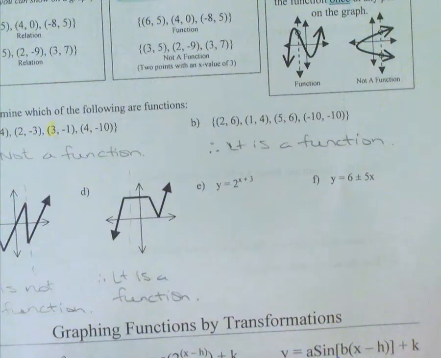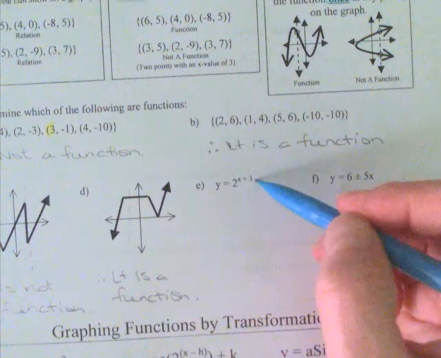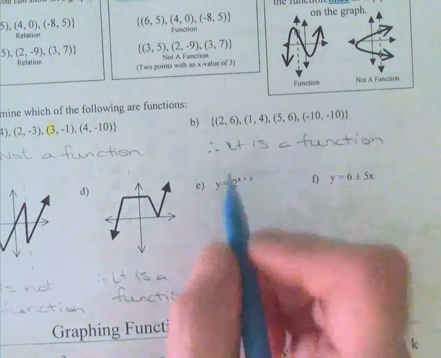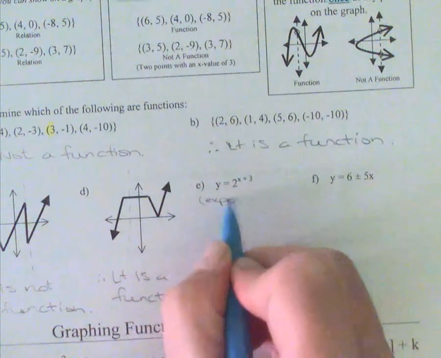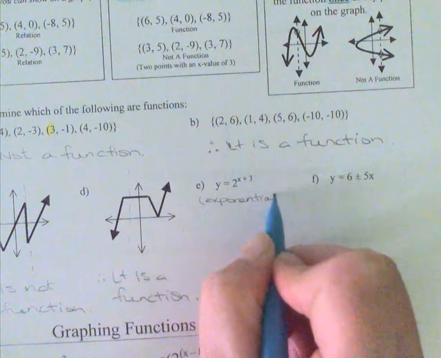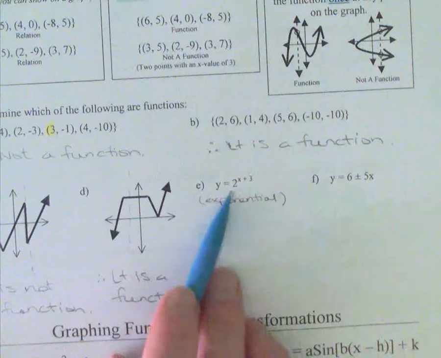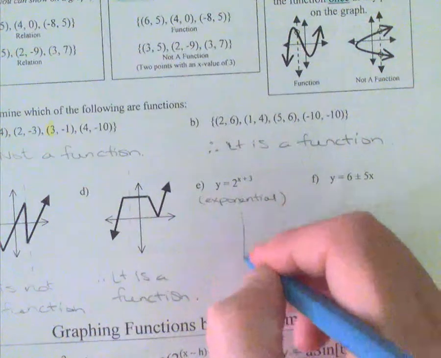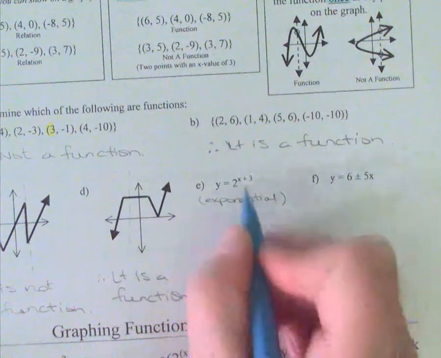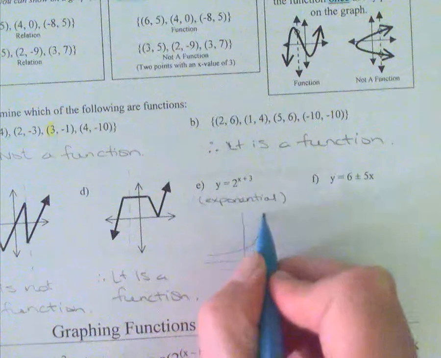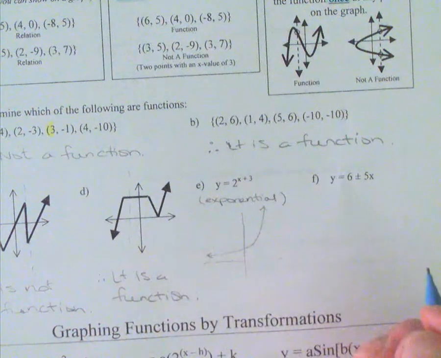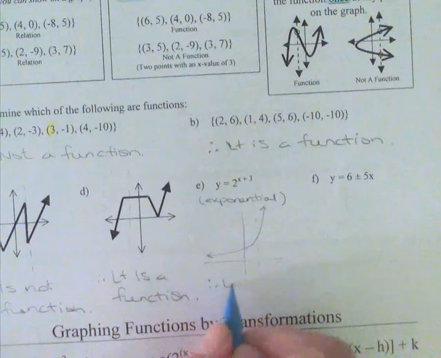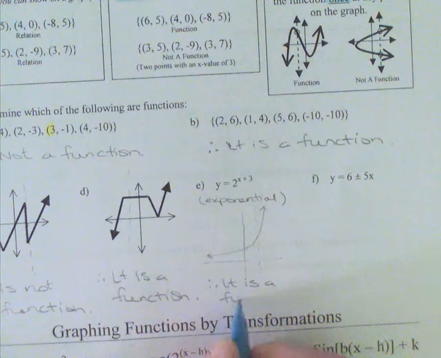If I look at this next one, I have an equation. So I need to think about what kind of graph this creates. So if we think back to the things we've learned this year, this is an exponential function. There's my base, and there's my exponent. So an exponential function with a base of 2 and up 3 will look something like that, which means in a vertical line test, it's only going to cross once. So we can say, therefore, it is a function.